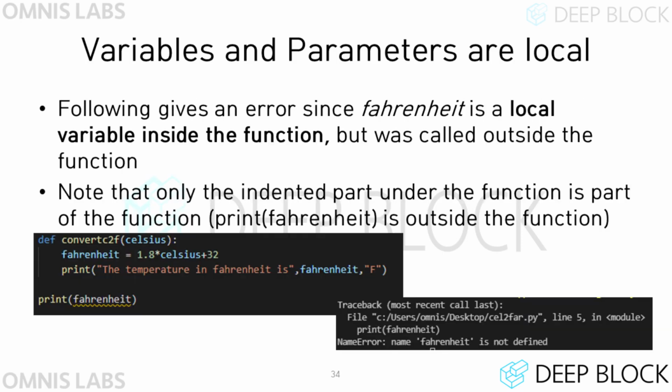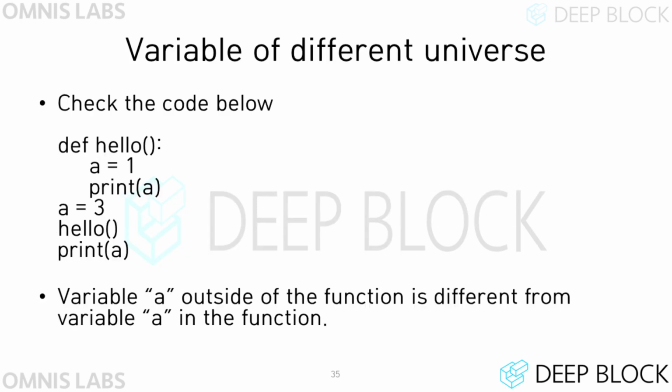Let's look at the following example. Since the variable called Fahrenheit is a local variable inside the function, if you try to access it from outside the function, an error occurs. Let's look at another code.